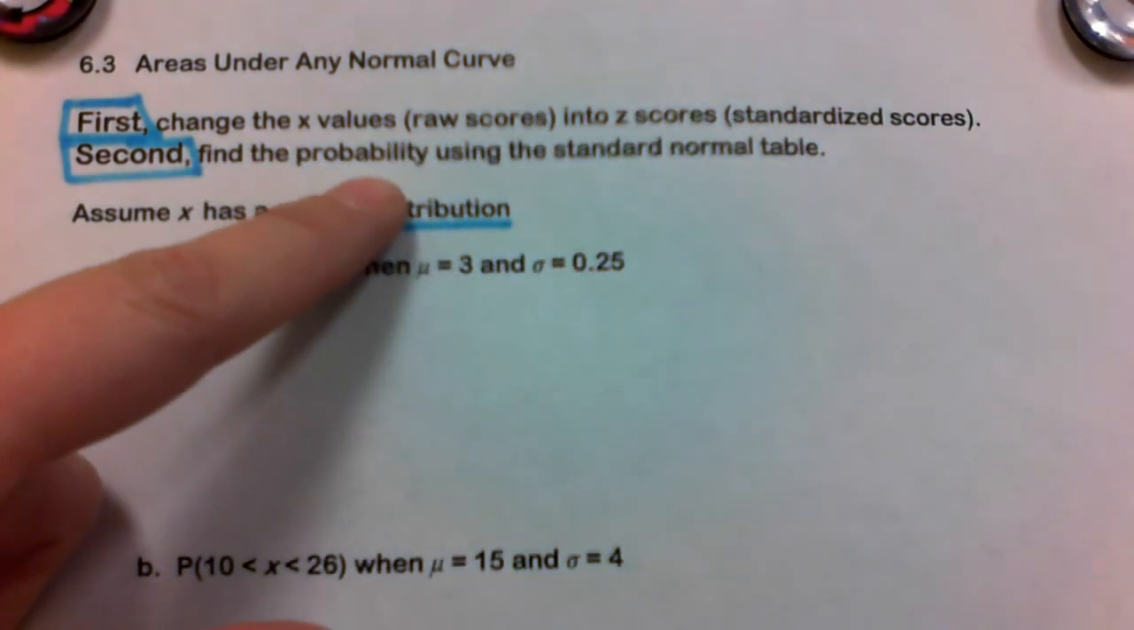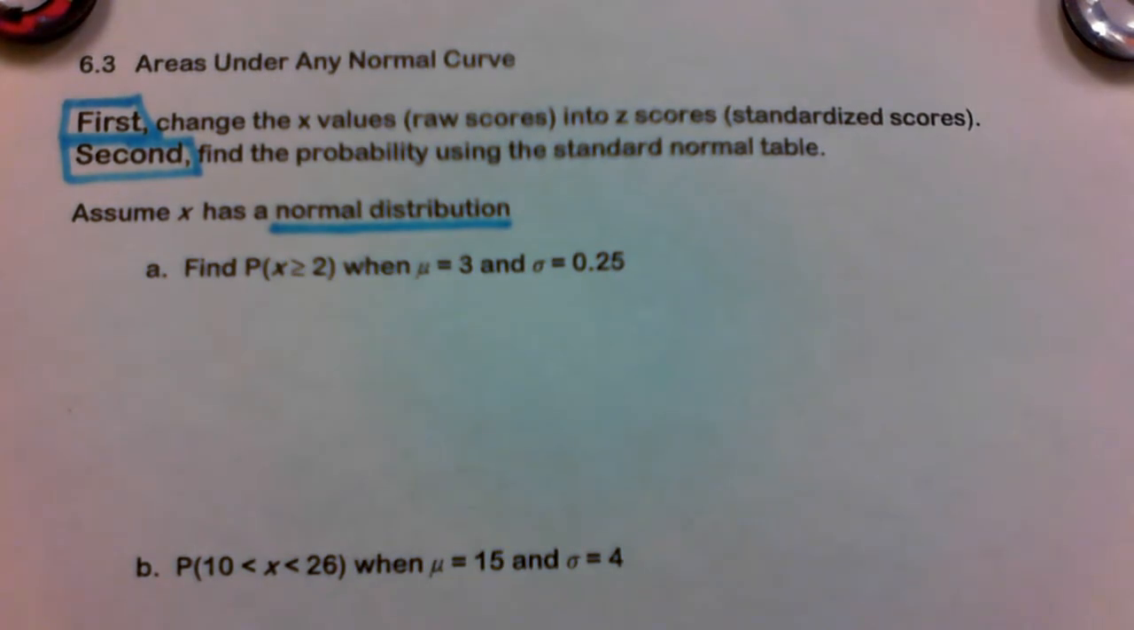Now remember, in using the table, if you have a less than, you use the number from the table. If you have a greater than, you have to do 1 minus the number from the table. And if you have two values, then you take the larger one minus the smaller one.